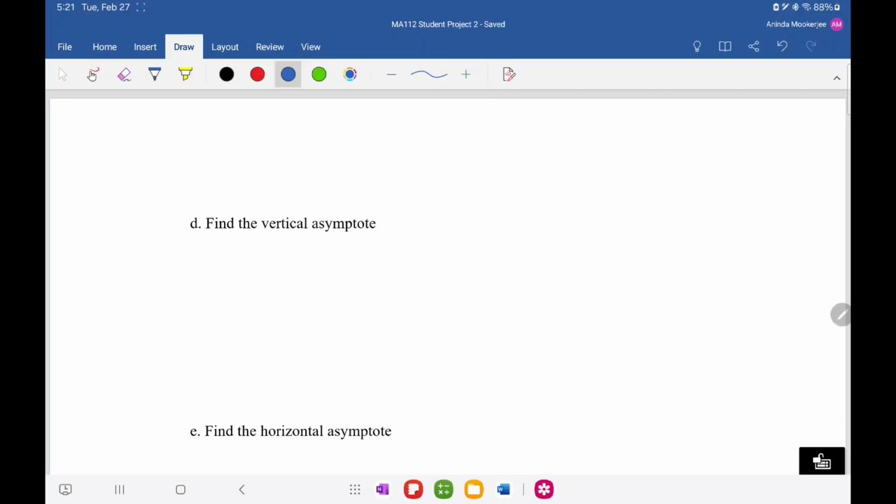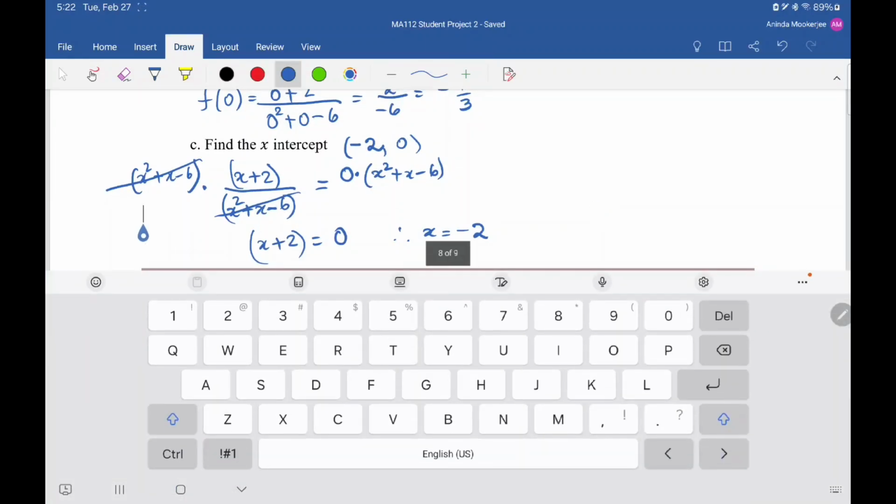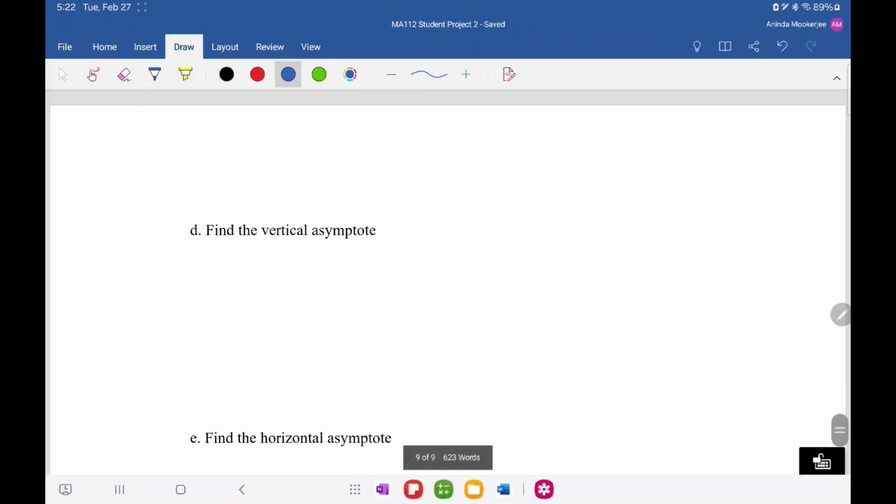Okay, so to find the vertical asymptote, what we do is we just take the denominator and make it equal to 0 and solve for x. So what was our denominator? x squared plus x minus 6 equal to 0. Now this is a quadratic equation, so let's see if we can factor this. The factors will be x plus 3 and x minus 2, equal to 0.